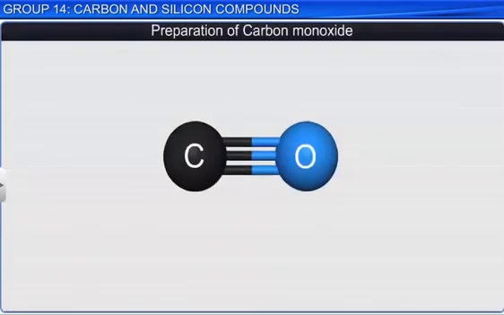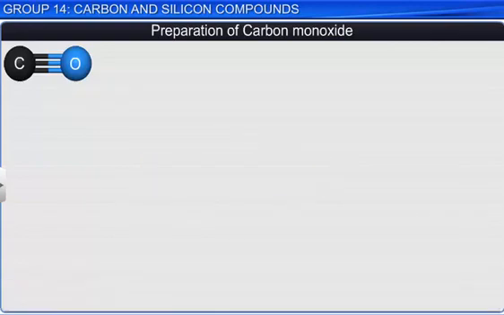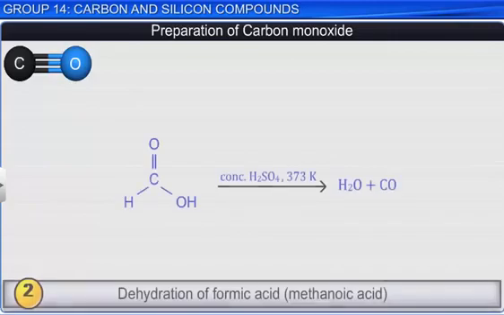The first way is the direct oxidation of carbon in a limited supply of oxygen or air. The reaction shown here is an example of incomplete combustion. Another way to prepare carbon monoxide is the dehydration of formic acid, also known as methanoic acid, with concentrated sulfuric acid at 373 Kelvin.